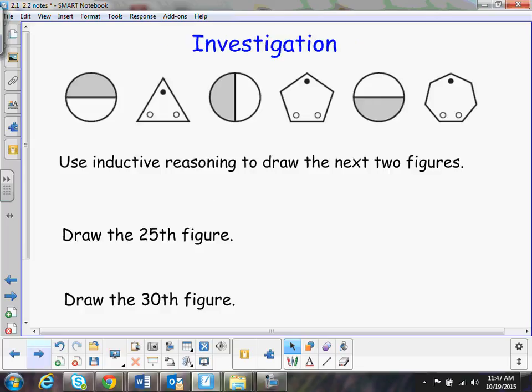Okay, so let's practice using some inductive reasoning. Go ahead and draw that pattern out right there. Put investigation and draw that pattern out. As you're drawing it out, think about what's happening here. You've got 1, 2, 3, 4, 5, 6 pictures. That's the start of it. Then use inductive reasoning to draw the next 2 figures, then perhaps the 25th figure, and then the 30th. Do your best to draw it. If you can't draw it, that's okay.